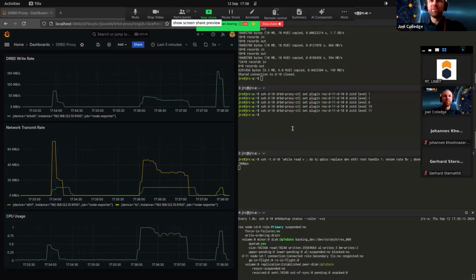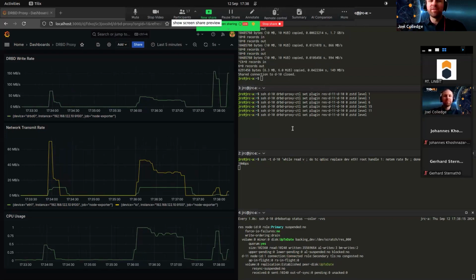It's one of those things. As soon as you demo it, then it goes wrong. If you don't demo it, it just works fine.